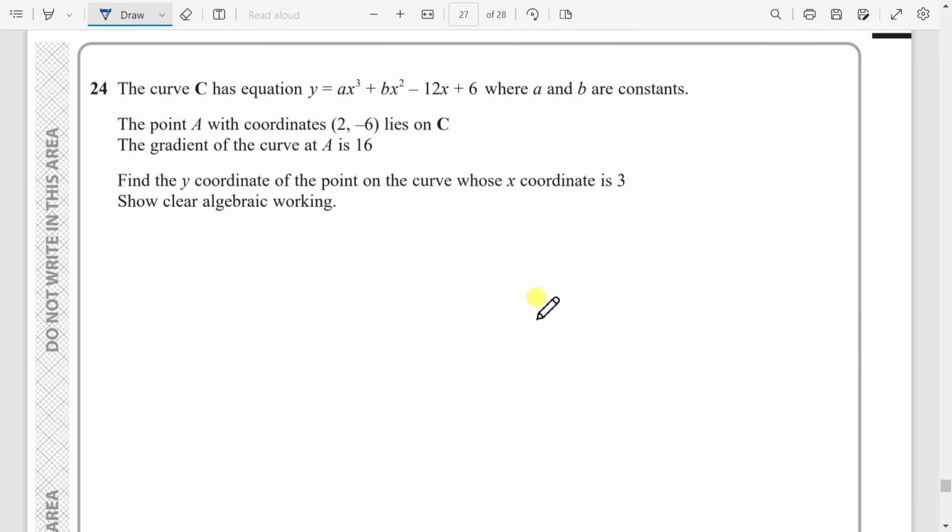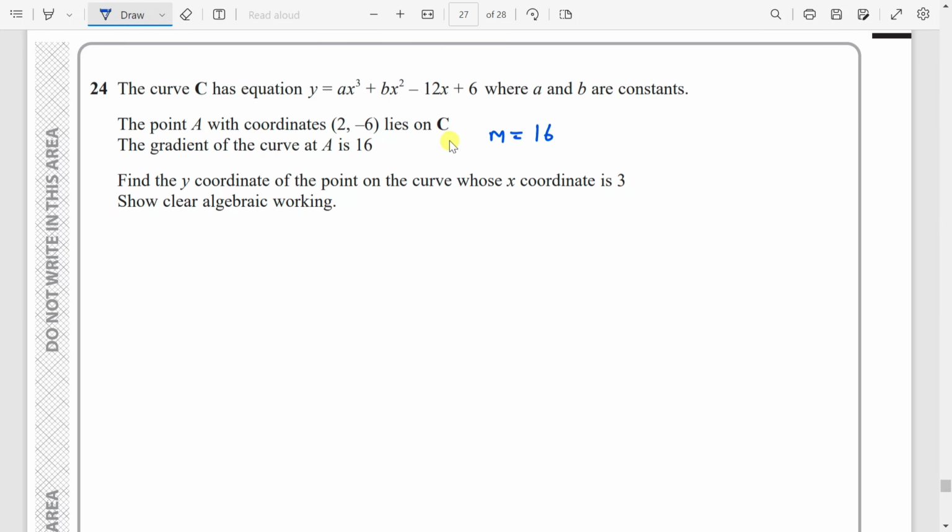So, final question of the paper. Number 24. Now, what's this asking? It says the curve C has equation y equals so on, so it's a cubic equation. Now the point A with coordinates 2, minus 6 lies on the curve C. So usually you probably have to plot this in here and see what it gives you. And the gradient of the curve at A is 16, so m equals 16.